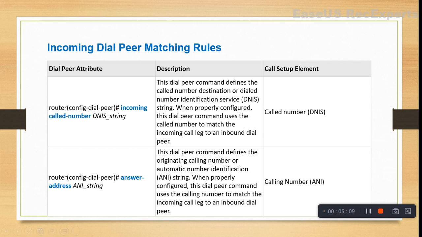The second command is answer address command, which is based on calling number or ANI, and this is having the second priority in the dial pair rule. This dial pair command defines the originating calling number or automatic number identification string. When properly configured, this dial pair command uses the calling number to match the incoming call leg to an inbound dial pair.